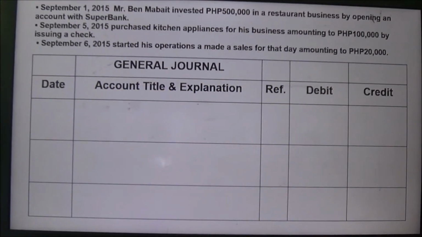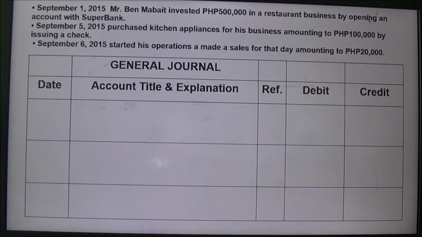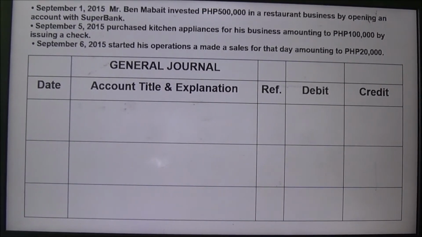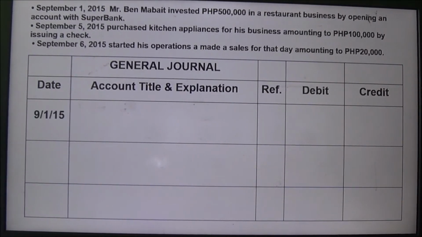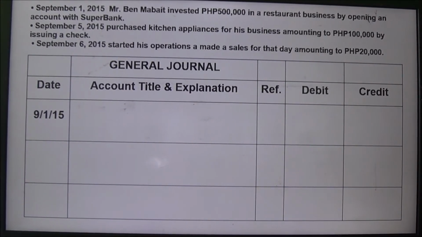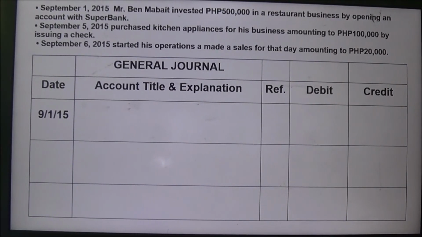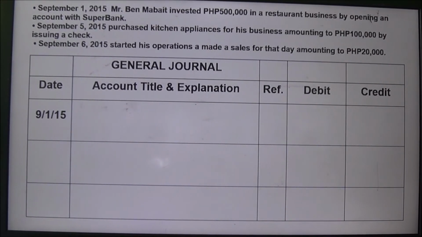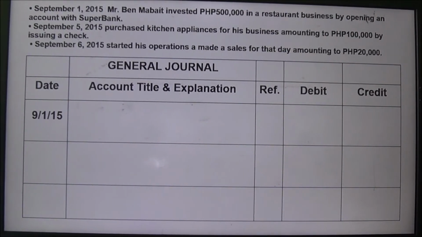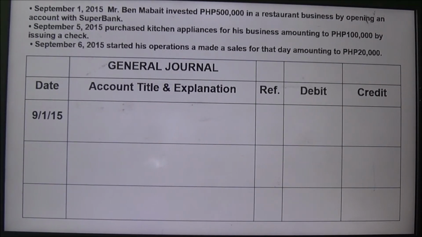Now, we first analyze these 3 transactions of Mr. Ben Mabait for the month of September 2015. So, we start with the first transaction on September 1, 2015. Mr. Mabait invested 500,000 pesos in a restaurant business by opening an account with Superbank. So, we have this word invested, 500,000 pesos. 500,000 pesos represents the cash of Ben Mabait.